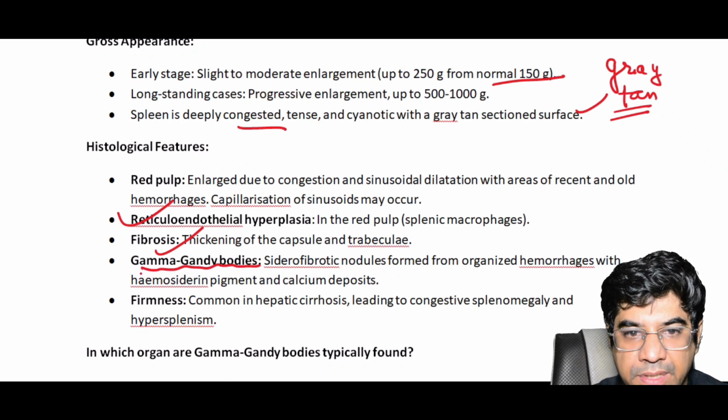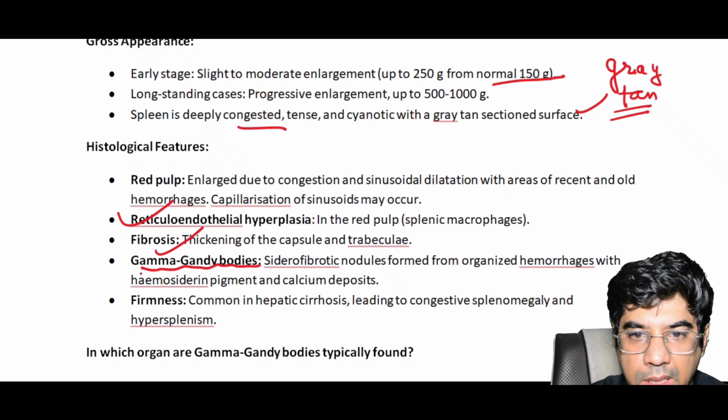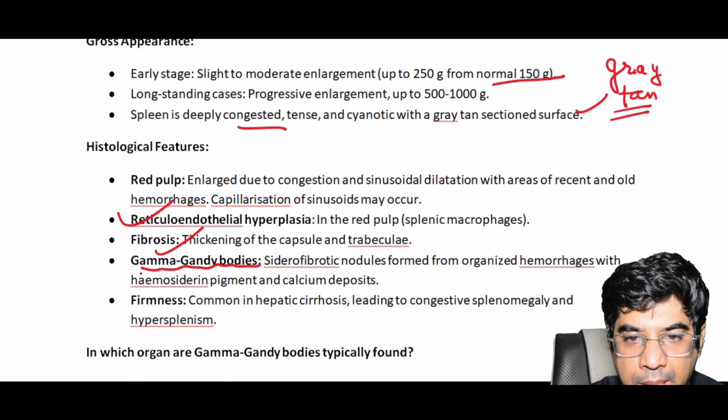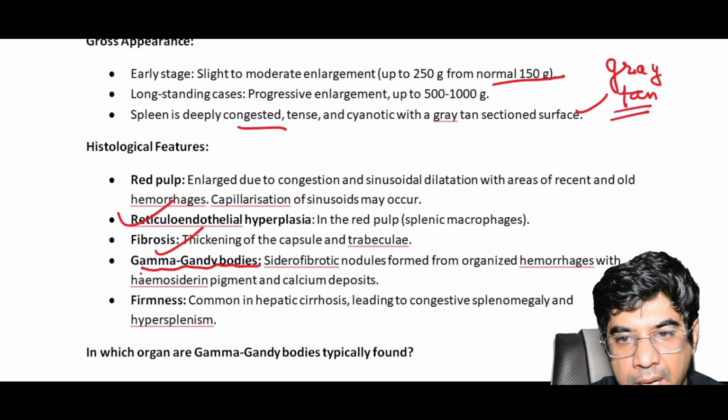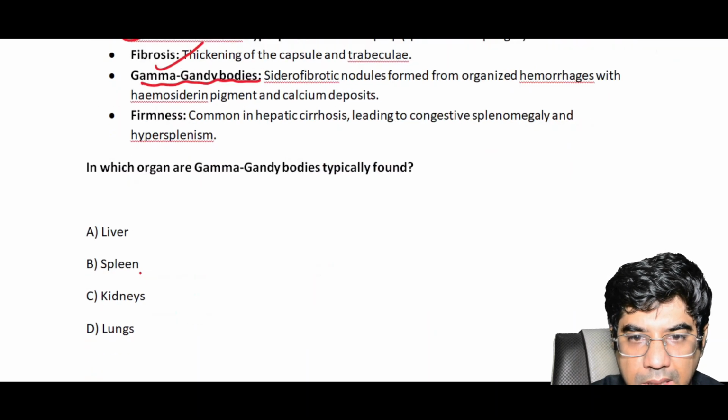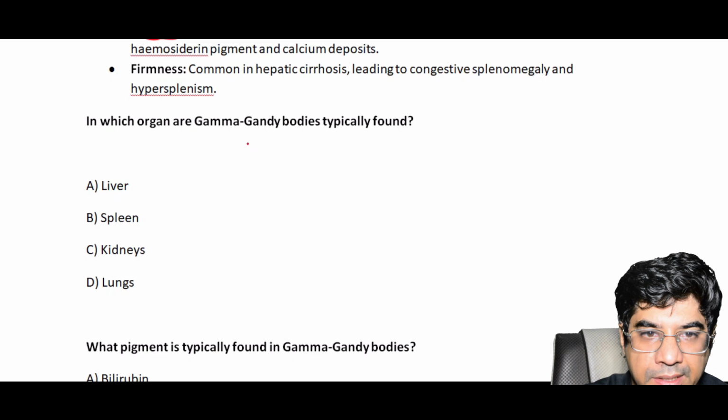Apart from that, you will see Gamna-Gandy bodies. So these are the siderofibrotic nodules formed from the organized hemorrhage. They contain deposits of hemosiderin pigment, that is again from the breakdown of the red blood cells. And sometimes they show calcium deposits.